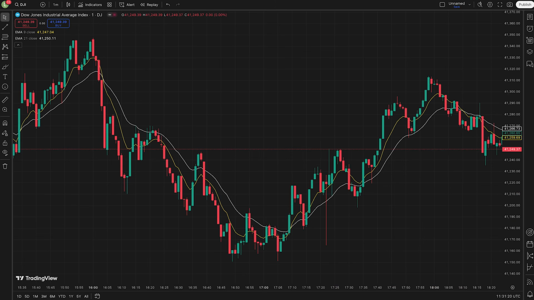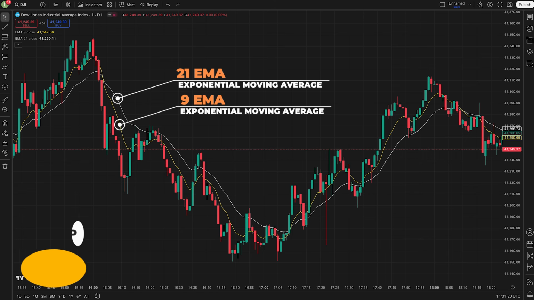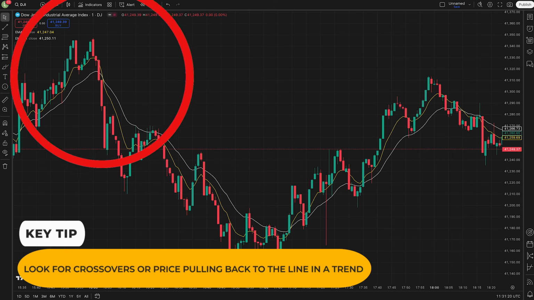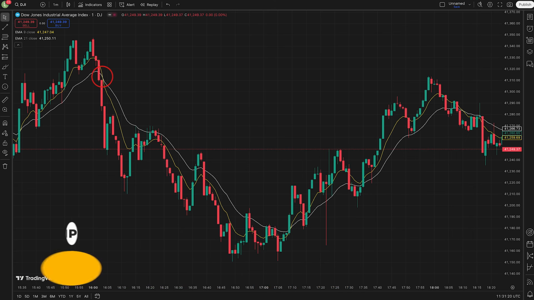It's common to use two moving averages together, and a popular setup would be to use a 9 EMA with a 21 EMA for scalping. You want to look for when the lines cross over each other for a signal of a trend reversal, or if the price pulls back to the line, that could be a good time to place an entry.